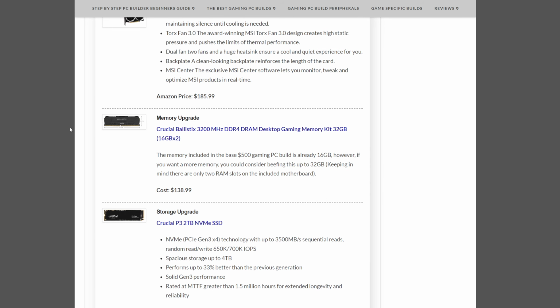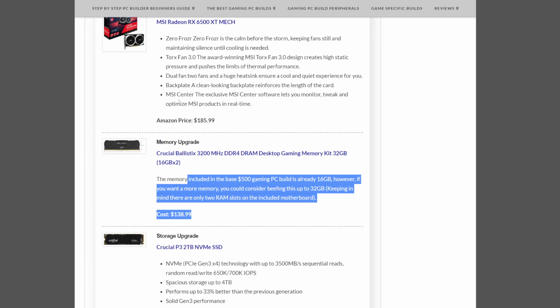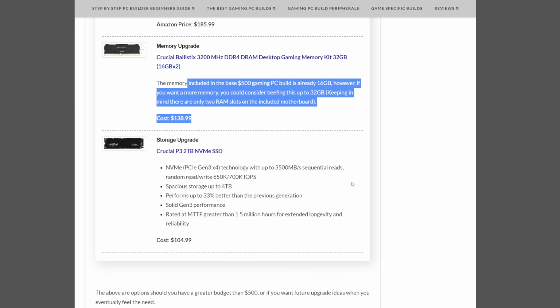You could also increase your memory. You can go with a 32GB kit should you want to, such as this Crucial Ballistix 3200MHz 32GB kit, two 16GB sticks, for $138.99. That probably wouldn't be the most economical upgrade for this particular build, but it is out there should you maybe want to use this PC for more productive things than gaming.